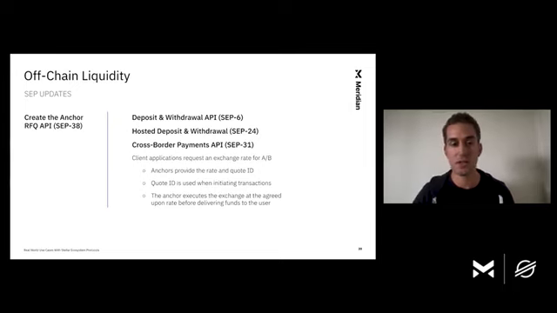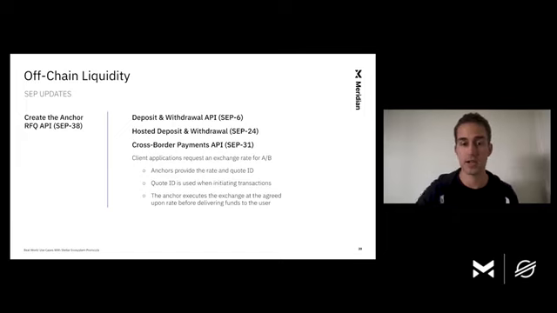And so in this manner, client applications request an exchange rate for asset A in exchange for asset B. Anchors provide the rate and the quote ID that they're willing to provide. The sender has to be okay and accept that exchange rate. And that quote ID is then used when initiating transactions, and the anchor that is facilitating the transaction can tie that quote ID back to the exchange rate that they promised that they would uphold. And that's how funds are exchanged and done in a standardized way.